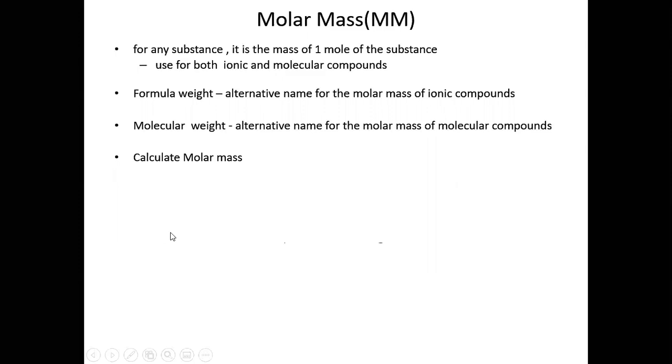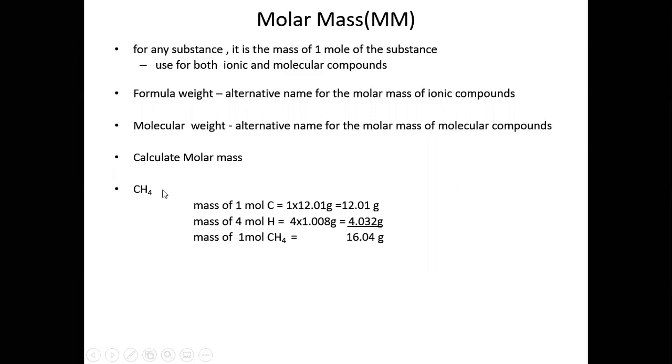So how do we calculate molar mass? Well, you look at your formula and you multiply the molar mass of each element by the number of that element. So here we have 1 carbon and 4 hydrogens. So the molar mass of the compound is 1 times the molar mass of carbon, which is 12.01, added to 4 times the molar mass of hydrogen, which is 1.008. And 16.04 is the molar mass of that compound.